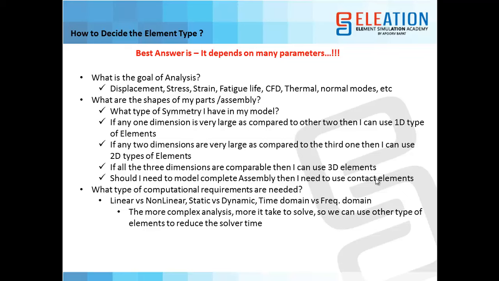So basically the type of element depends on 3 main parameters: the geometry, that is what type of geometry you have; then the type of analysis, that is what exactly you want to perform; plus how much time you have to solve this problem. If you have more time, you can go for complex models or complex types of elements, because they will take more time to solve. If you don't have that much time and want the result faster, you can reduce the element configuration to something simpler, say for example 1D or 2D, instead of making them in 3D.